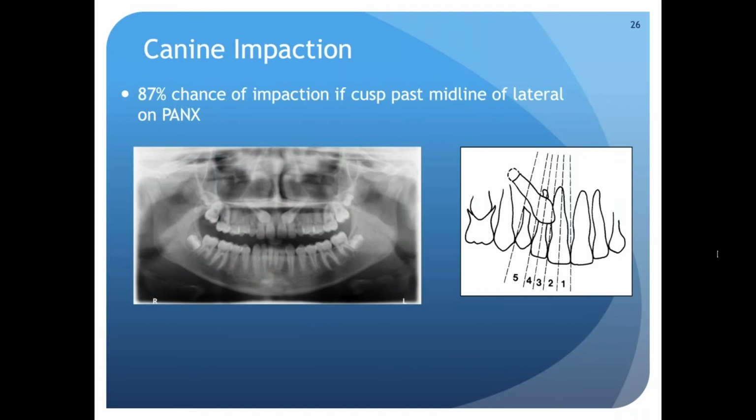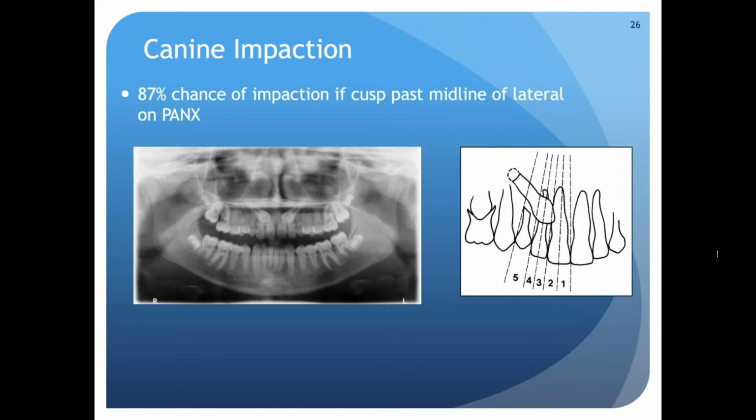Now, what about canine impaction? This is why Panorexes are a great screening tool. This study came out that showed that there was an 87% chance of impaction if the cusp of your canine is past the midline of the lateral. You can see that diagrammatically on the right there.